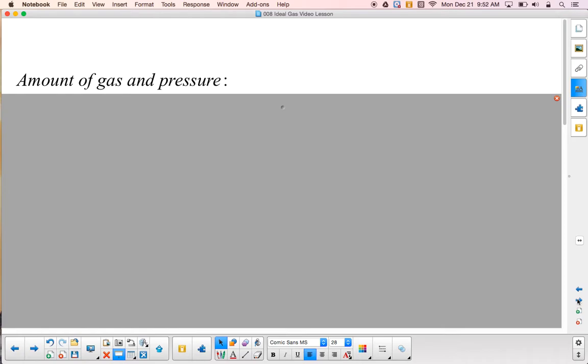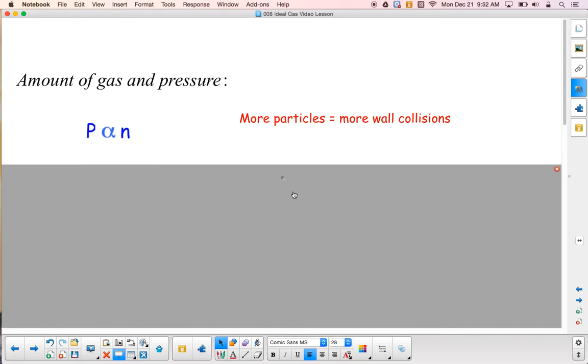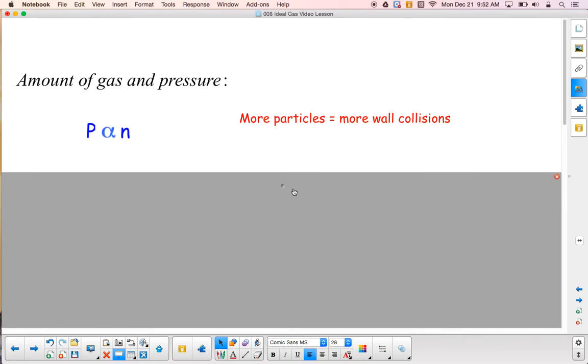We're going to go back to the idea of direct and inverse proportionality and look a little more carefully at each of the characteristics. The first characteristic we're going to look at is amount of gas and pressure. You learned that the pressure is directly proportional to the amount of gas in the container. This little sign right here is the Greek letter alpha, and it's the proportionality sign. So this little blue sentence reads, pressure is directly proportional to amount of gas.